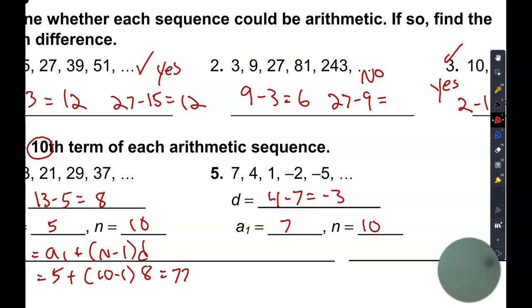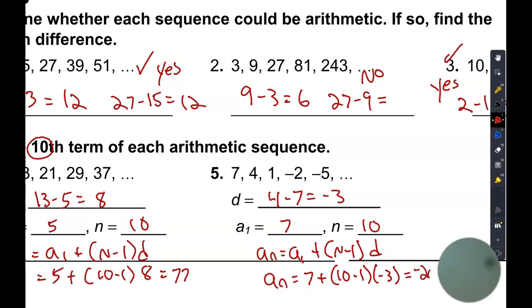We're going to plug it into that same formula. A of n is equal to A of 1 plus n minus 1 times d. Just plug in the numbers. We've got A of n is equal to A of 1, which is 7, plus n, which is 10, minus 1 times d, the common difference, -3. And you type that into the calculator, hit equal, and you get -20.